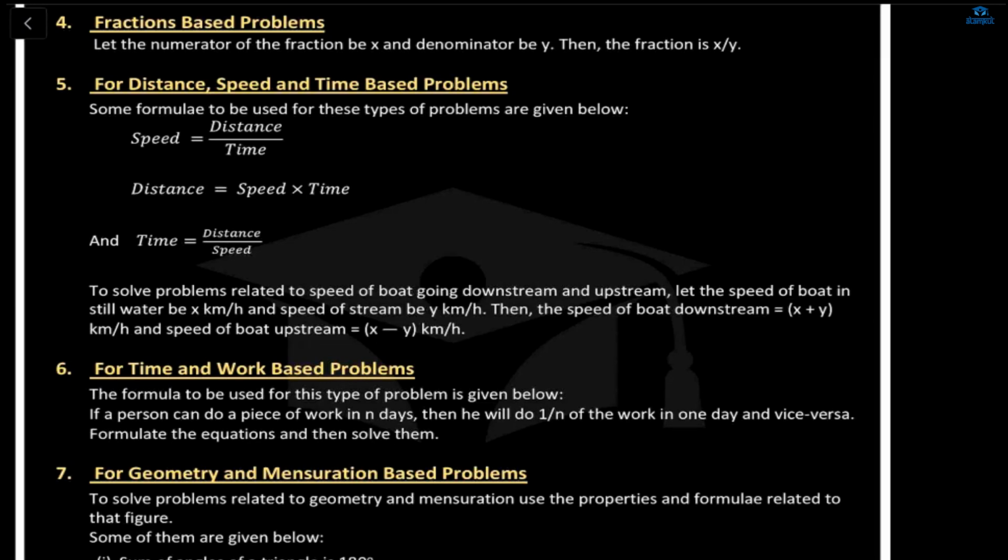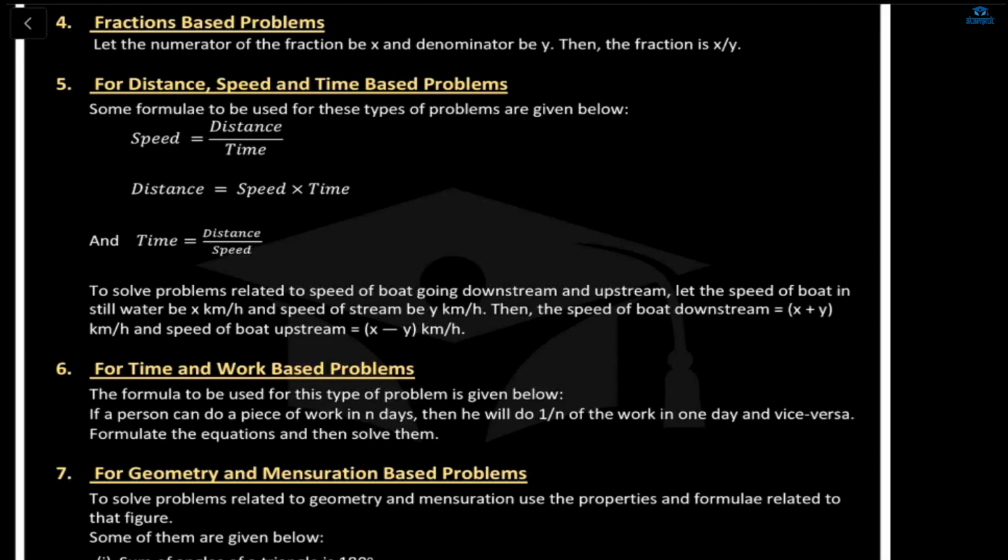So in the downstream, when the boat is going with the current, going with the stream, both the speeds will be added, because you are going in the same direction. If you apply force in the same direction in which you are moving, you will go ahead with more speed. So both the speeds will be added.